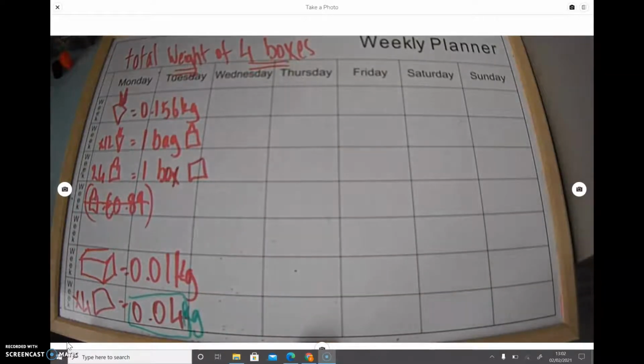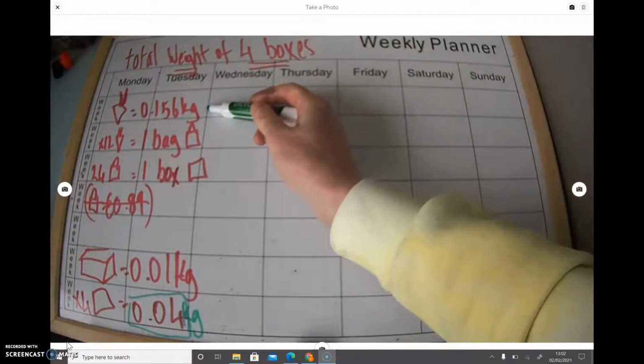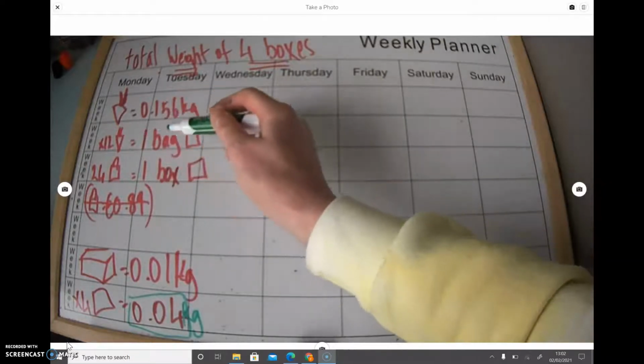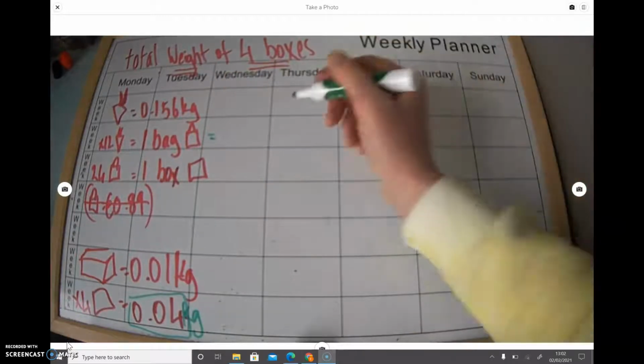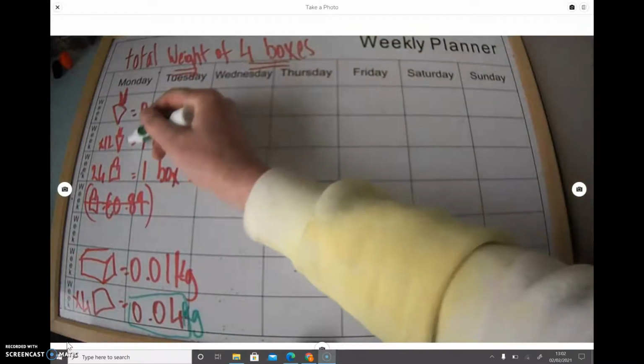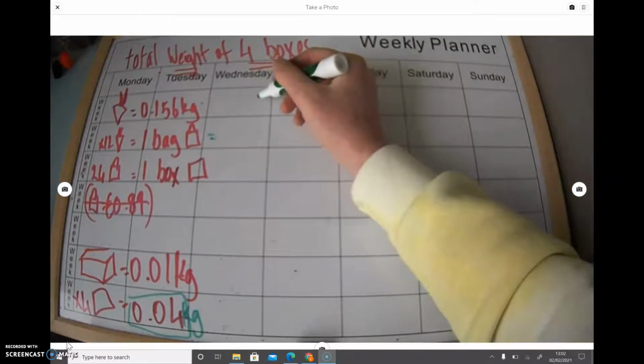Okay, so now that's my rough work done. Let's start working it out. 1 carrot is 0.156 kilograms. 12 carrots in 1 bag is what? Well, that's what I need to figure out first. So my first thing I'm going to do is go 1 carrot times 12 to find the weight of my bag.